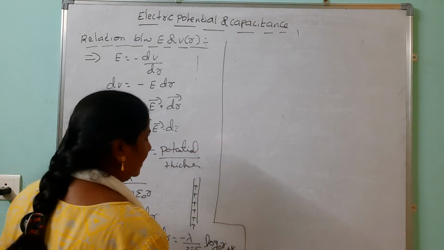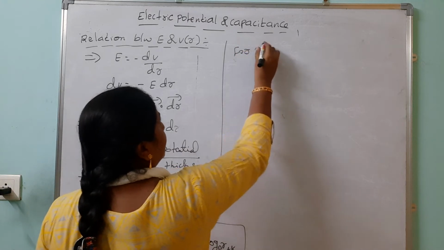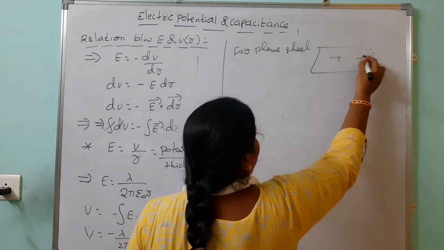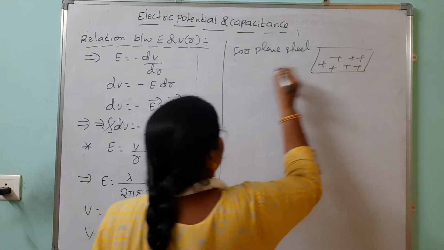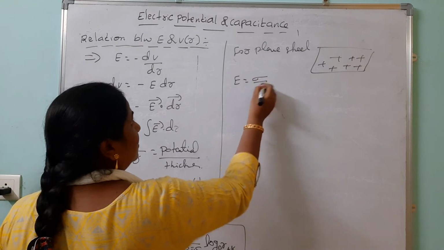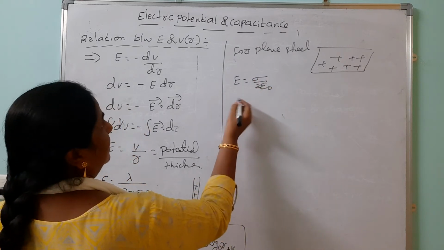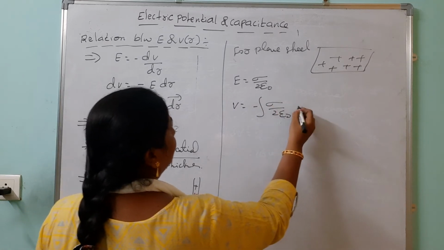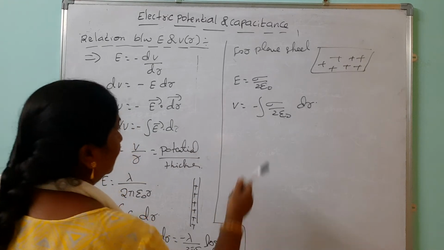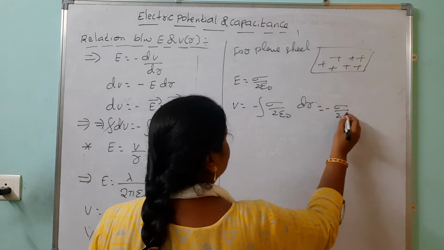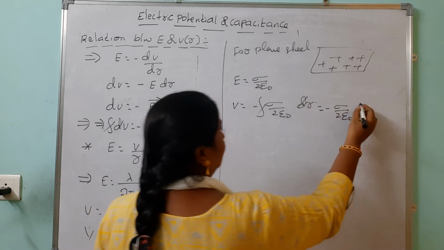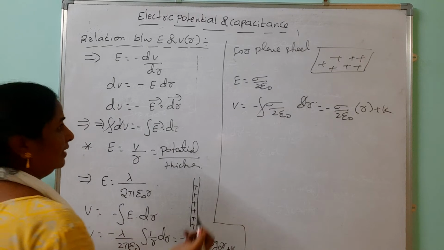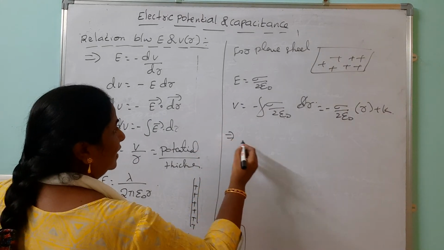Like that, for a plane sheet, like this we have taken. Here, what is the intensity of electric field? E equals sigma by 2 epsilon naught. When you know the intensity, how to find out the potential? Minus sigma by 2 epsilon naught into dr. Like that you should take it. But here minus sigma by 2 epsilon naught is the constant. Integration, differentiation cancel, plus constant you are getting. So we just have to do the integration of intensity, and we will get the potential. Like that we can take it.